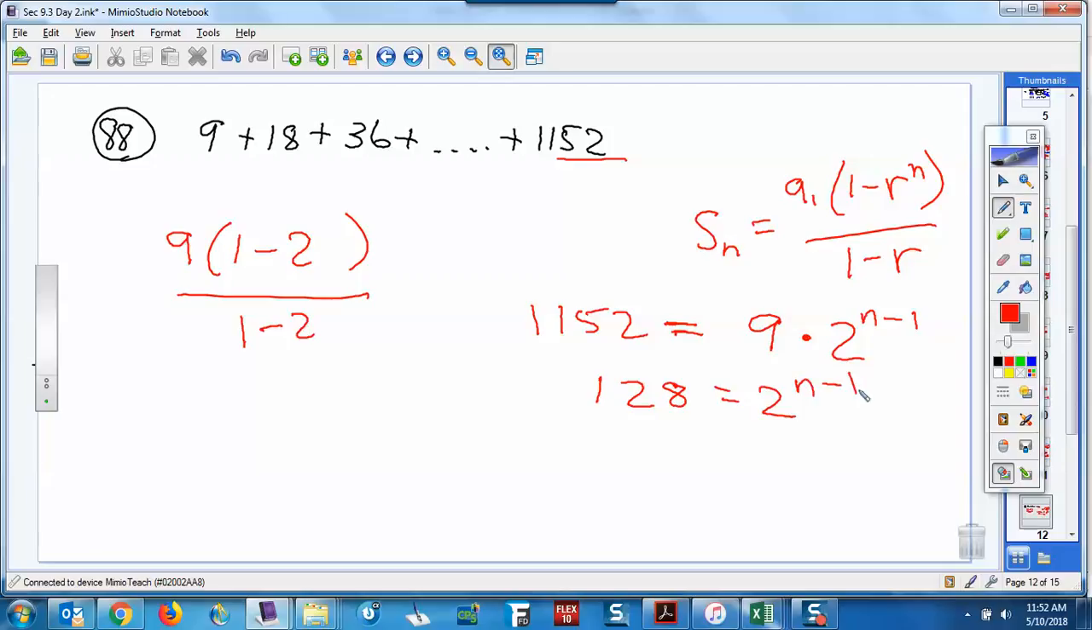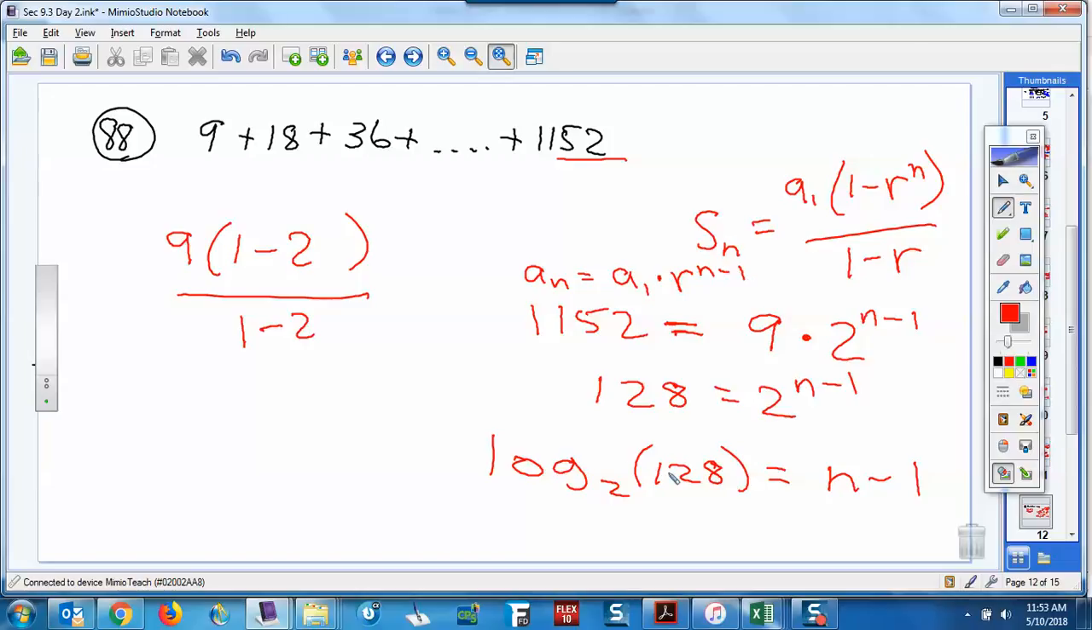But this is what we did the last chapter. We solved these, right? How do we solve an exponential equation where there's a variable up here? What would you do first? You would divide by 9. So do that. 1,152 divided by 9 is 128 equals 2 to the n minus 1. How do we solve something like that? Do log base 2 of both sides, or a change of base. We could just change it into log base 2 of 128 equals n minus 1, just like that. So you would just use the nth term formula to find the number of the term, to find n.